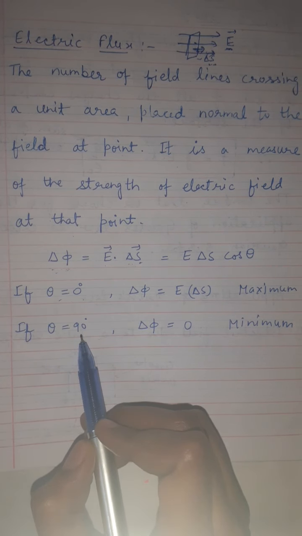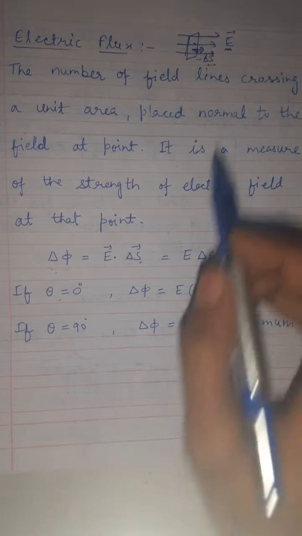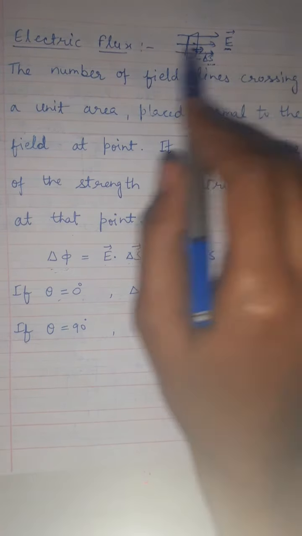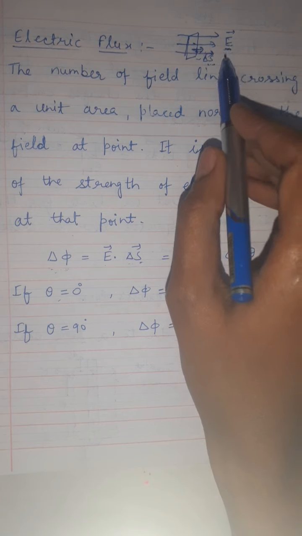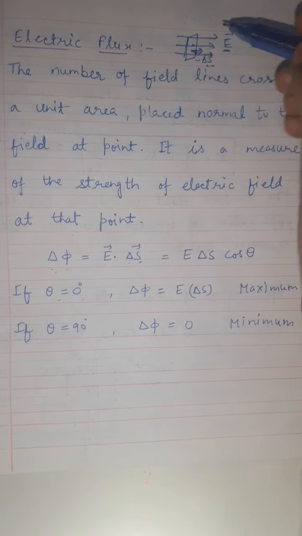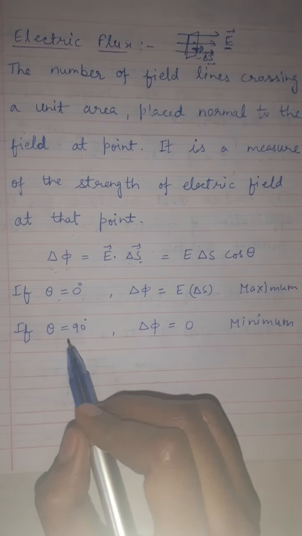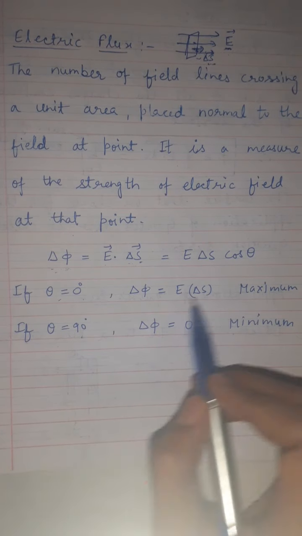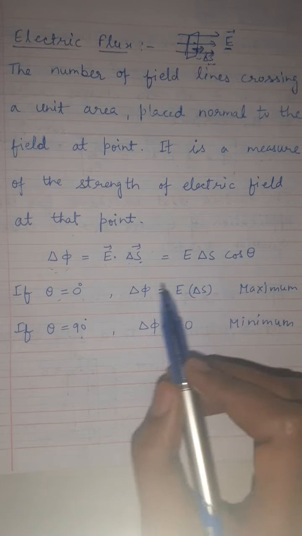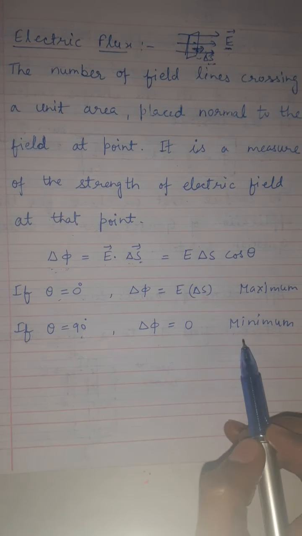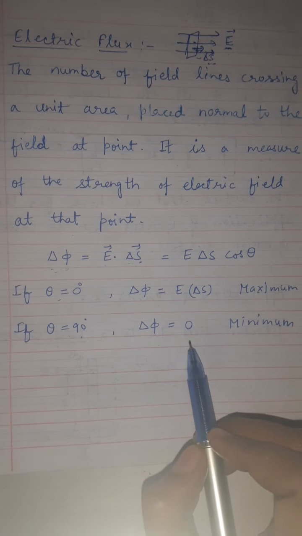If theta is equal to 90 degree, it means we are not keeping the surface area perpendicular to the electric field, but we are placing it in the direction of the electric field. Then the electric field and the surface area vector will be perpendicular to each other. So theta will be 90 degree and cos theta will be 0. In this case, the total flux will be equal to 0, or the minimum.